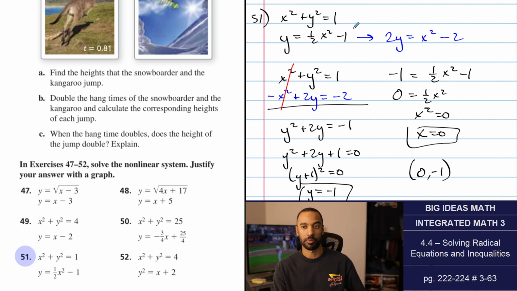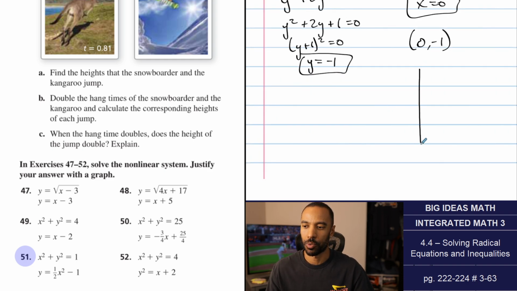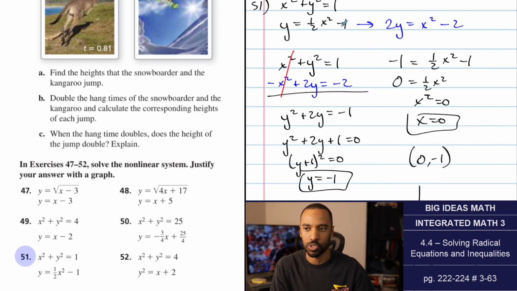So I was saying, hey, maybe there will be 2 solutions this time. Here's what we're going to have. We're going to have a circle with a radius of 1. That means it's hitting a y-intercept of negative 1. But also, this parabola has a y-intercept of negative 1.